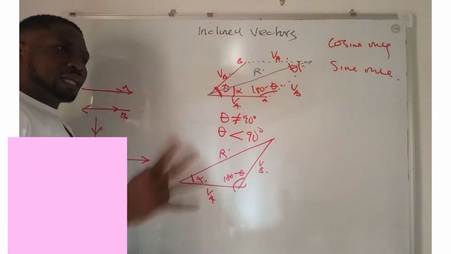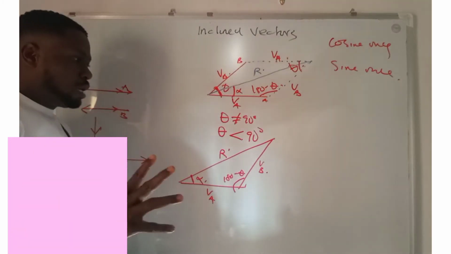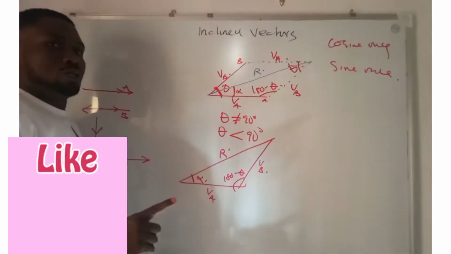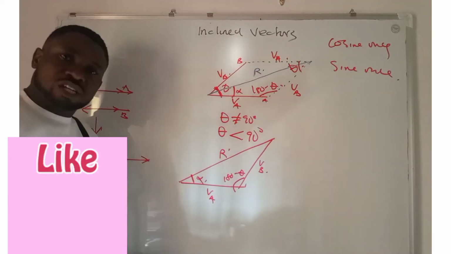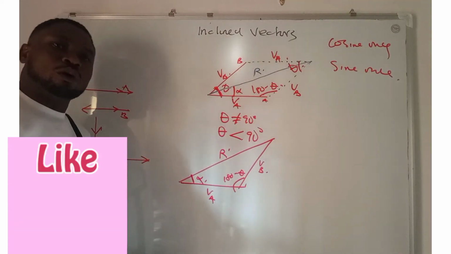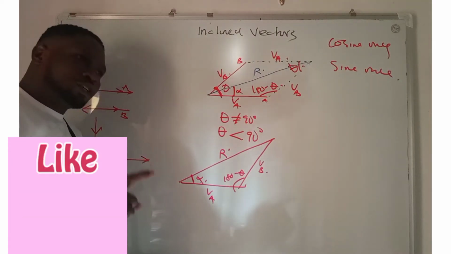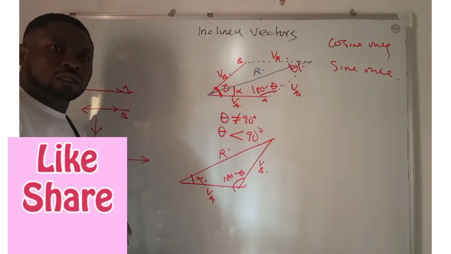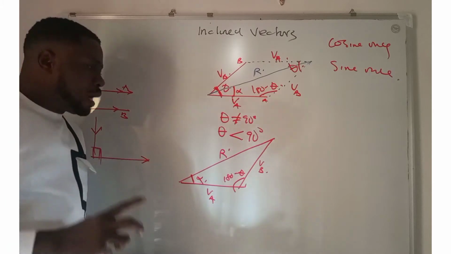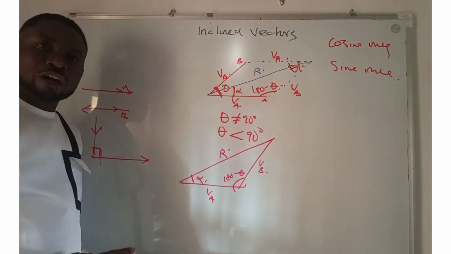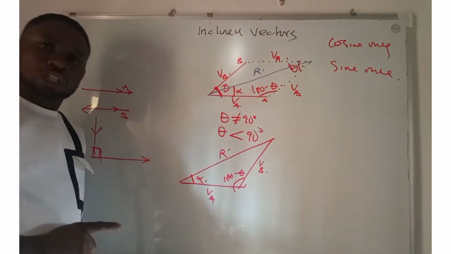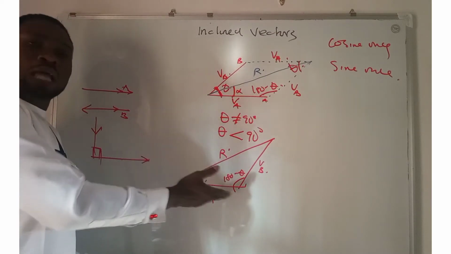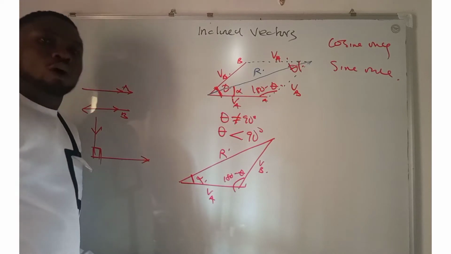But for inclined vectors, what you're supposed to do is to apply your cosine rule or your sine rule. Please take note, it's not every triangle you see that you apply your trigonometric ratios to. Trigonometric ratios can only be applied to right angle triangles. But when you have a triangle where none of the angles is 90 degrees, you cannot apply trigonometric ratios. What I can possibly apply here is your sine rule or cosine rule.